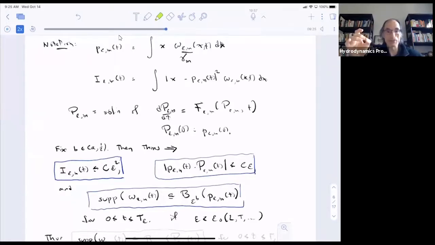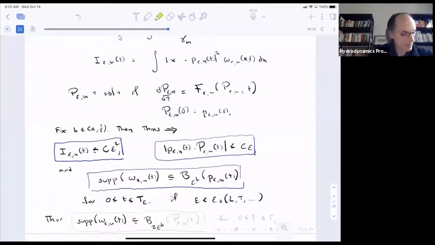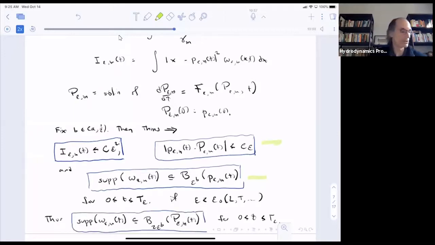its center of vorticity. Okay, and so by combining this one and that one, the support is near the center of vorticity. The center of vorticity is near this capital P, which solves the ODE. And so my conclusion is that the support is contained in a ball around the trajectory given by solving the ODE.